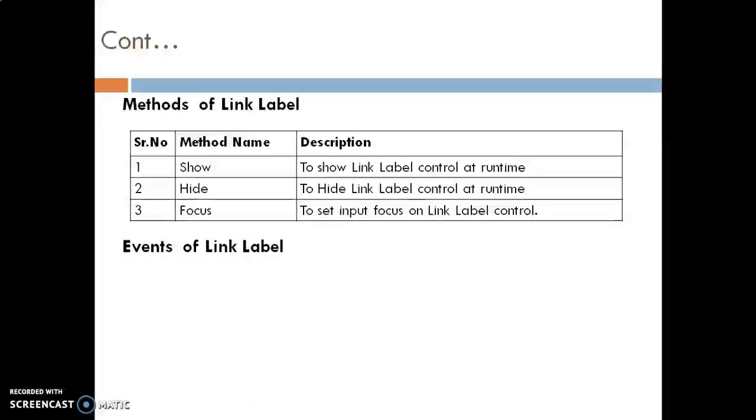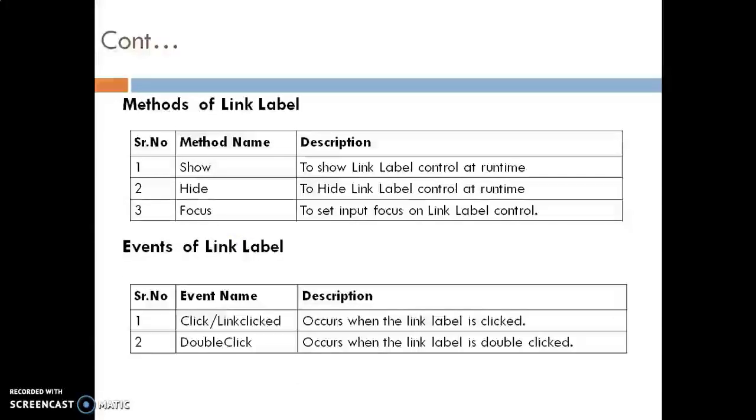Then events of link label. There are generally two events which are used frequently with the link label control. First is click or link click event. It fires or occurs when the link label is clicked. And the second event is double click, means this event occurs when the link label control is double clicked. Now switch over to the application of VB.NET.